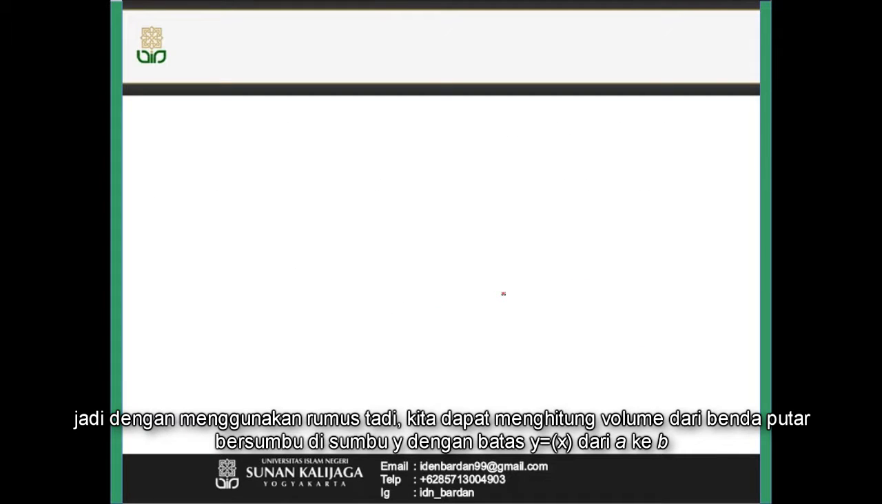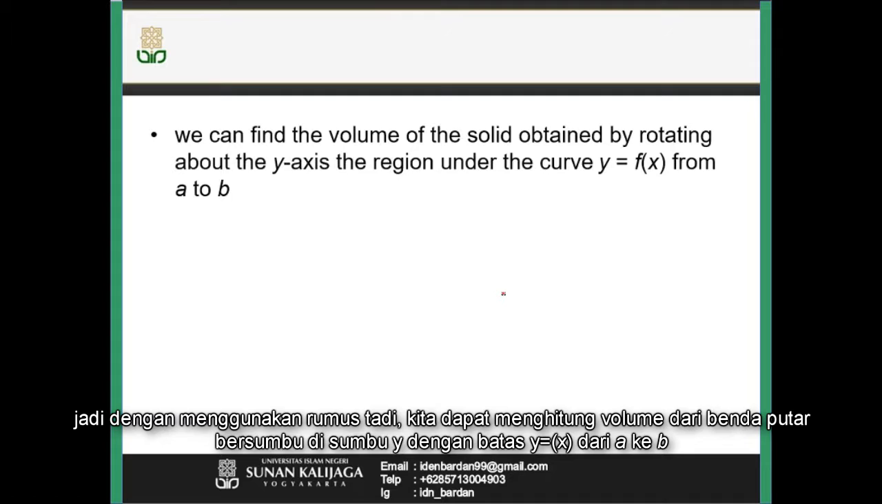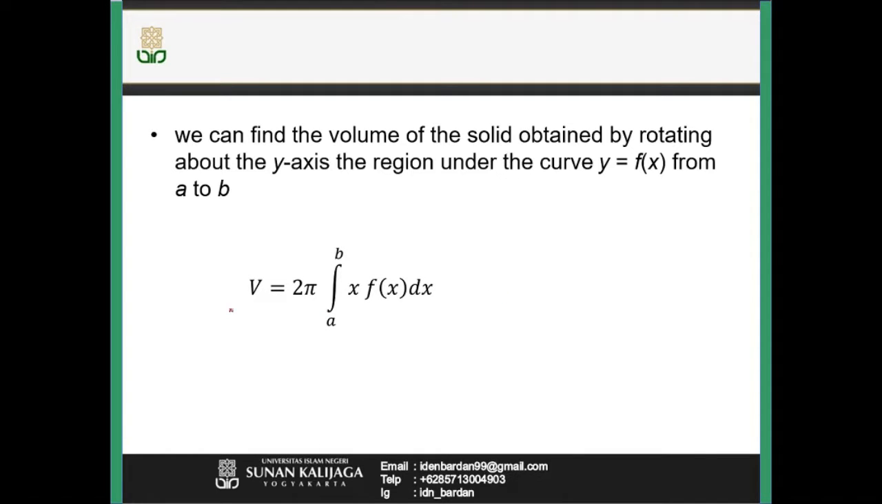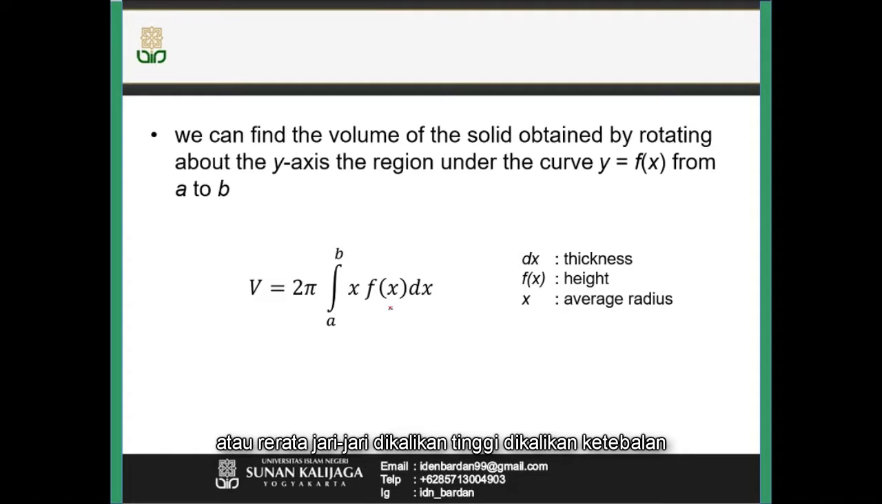So, with the use of the formula we got before, we can find the volume of the solid obtained by rotating about the y-axis the region under the curve y = f(x) from a to b. So here is the formula: V equals 2π times the integral from a to b of x times f(x) dx, or we can say the average radius times its height times its thickness.